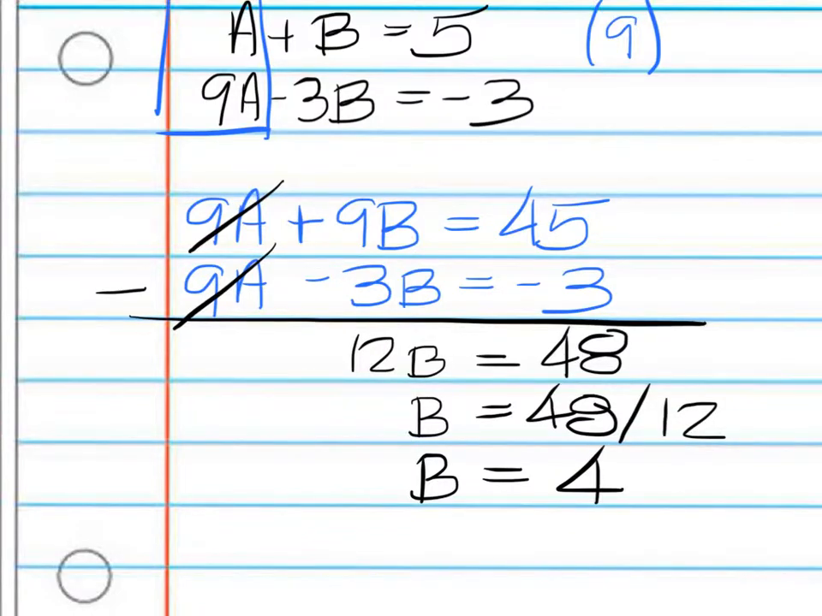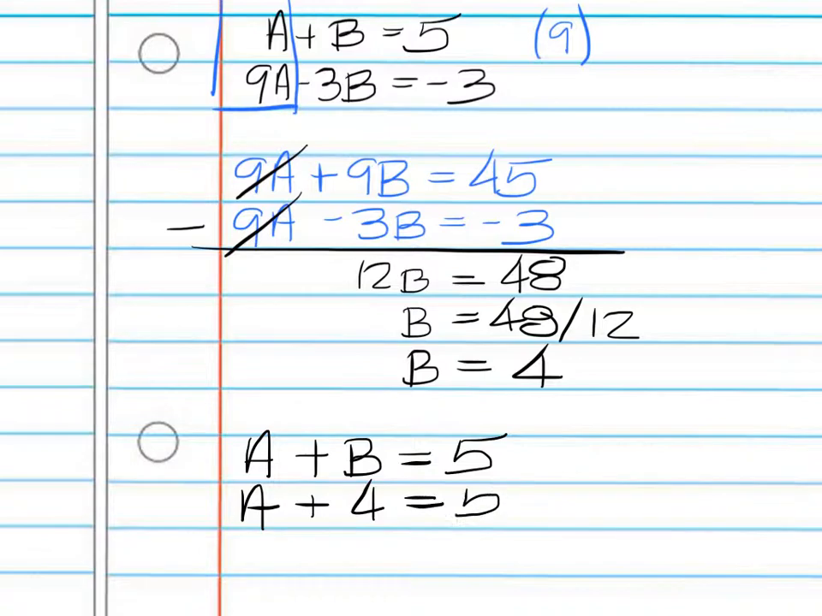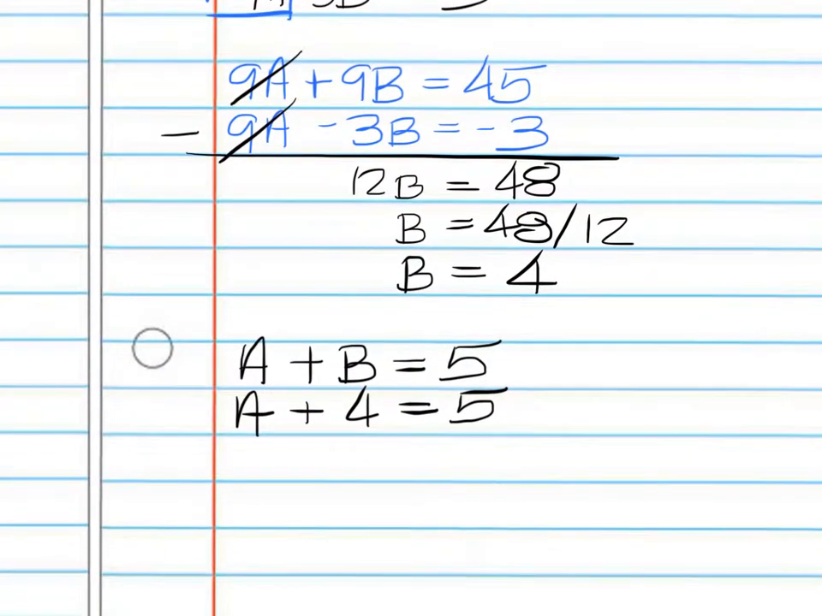And last we have to solve for a. So we go all the way back to the top and we use a plus b equals 5. And we know that b is 4. So put 4 in for b, and then solve this equation. Move the 4 to the right, change the sign. 5 minus 4 is 1.